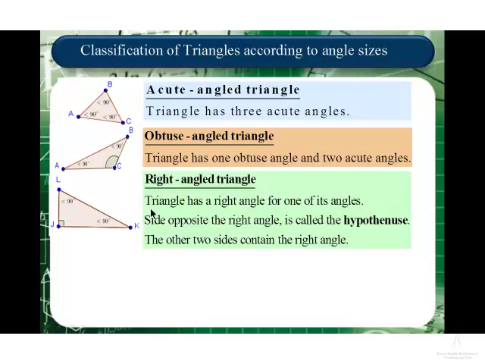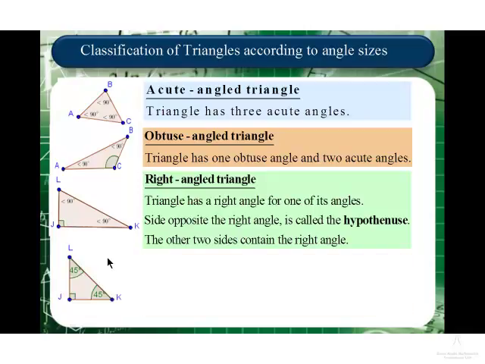In such a case, the triangle has a right angle or a 90-degree angle for one of its angles. Also note that the side opposite the right angle is always called the hypotenuse of the right-angled triangle. So in this case, we have the right angle at the vertex J for the triangle JLK, and the side LK will be the hypotenuse, the side opposite the right angle at J. The other two sides, LJ and JK, contain the right angle, as indicated on the screen.